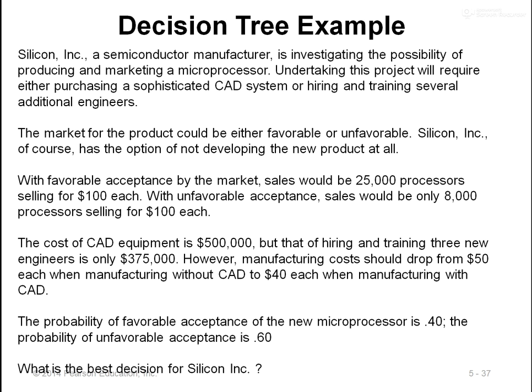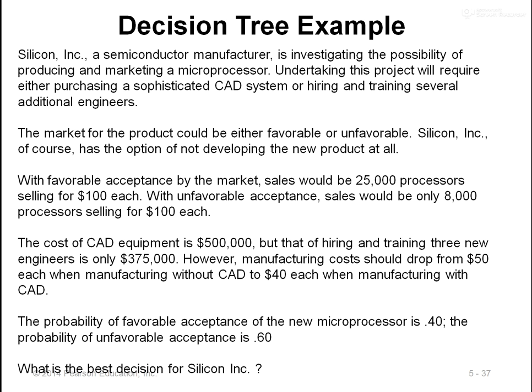With a favorable acceptance, sales will be 25,000 processors selling for $100 each. But with an unfavorable acceptance, sales will be just 8,000 units selling for $100 each. The cost of the CAD equipment is $500,000, but that of hiring and training 3 new engineers is $375,000. Manufacturing costs should drop from $50 when manufacturing without CAD to $40 each when manufacturing with CAD, because of course, if you use a computerized system, the manufacturing costs are going to decrease.